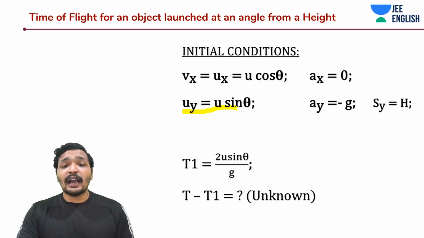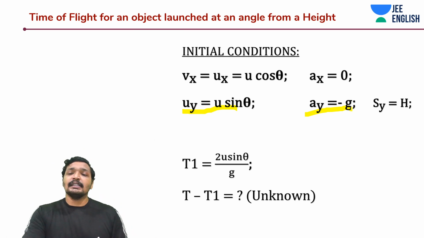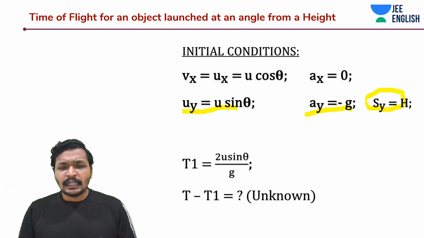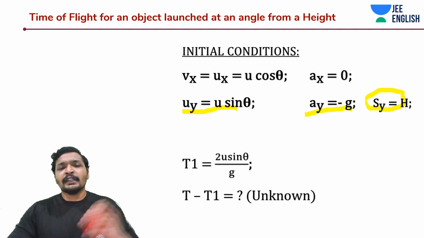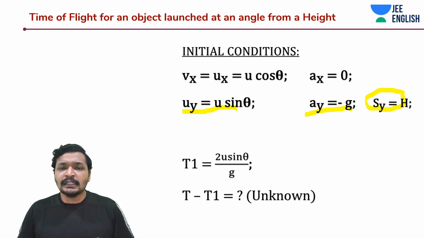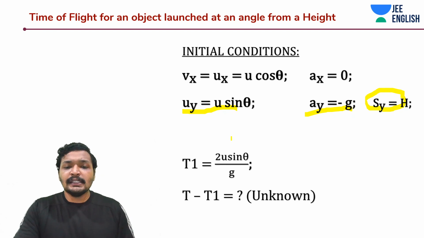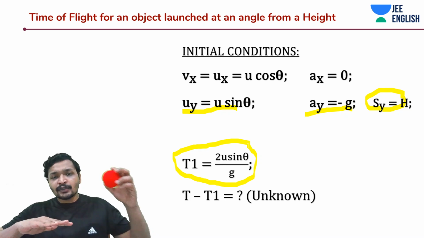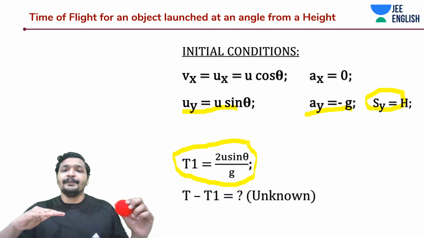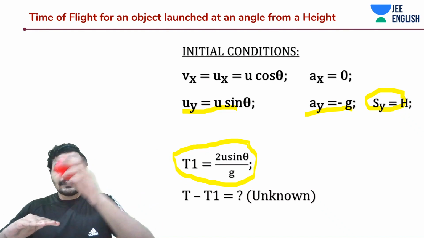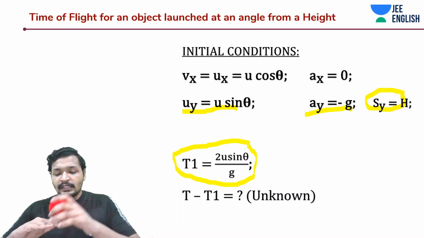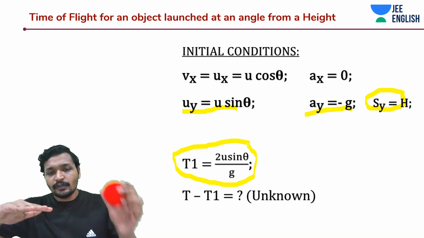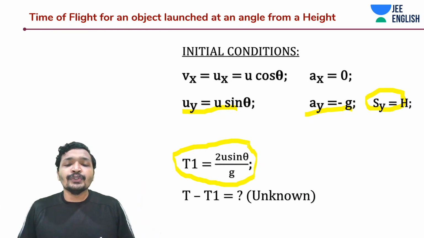Okay, and what is the acceleration in the y-axis direction? Minus g, and this sy should have been minus h. Okay, sy is minus h. Now easy. Time of flight we know for the level plane projectile motion. If I projected it with an initial velocity u at an angle theta, that is nothing but 2u sin theta by g. But which part of the motion is this? Only the projectile motion until it comes to the same vertical level, before going down. So until then, the time would be 2u sin theta by g.